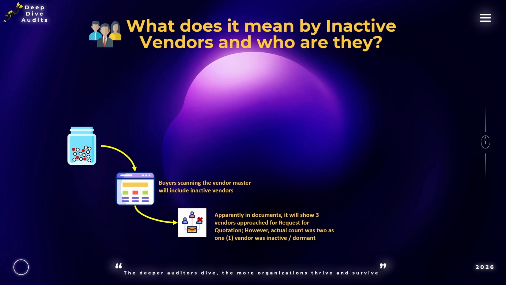So in reality, it would be just 2 vendors which the buyer has approached, but on paper it will look as if 3 vendors were approached for the purchase decision. That's why a clean vendor master protects your organization from both perspectives.